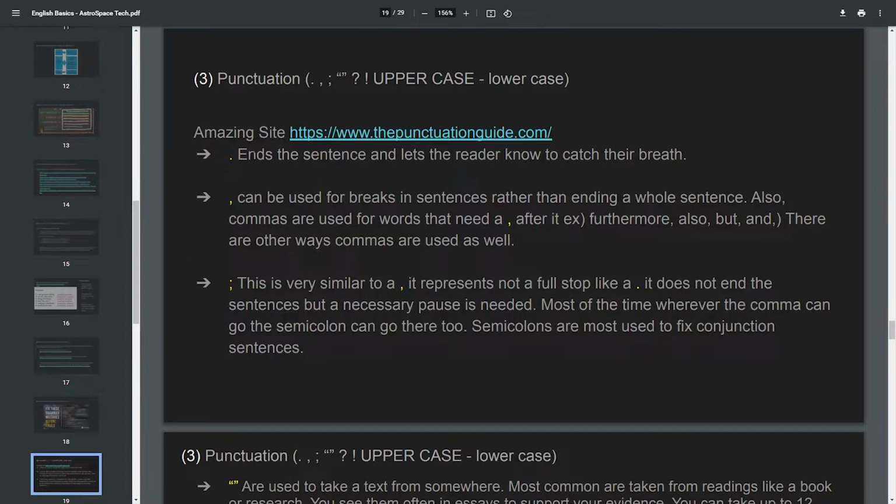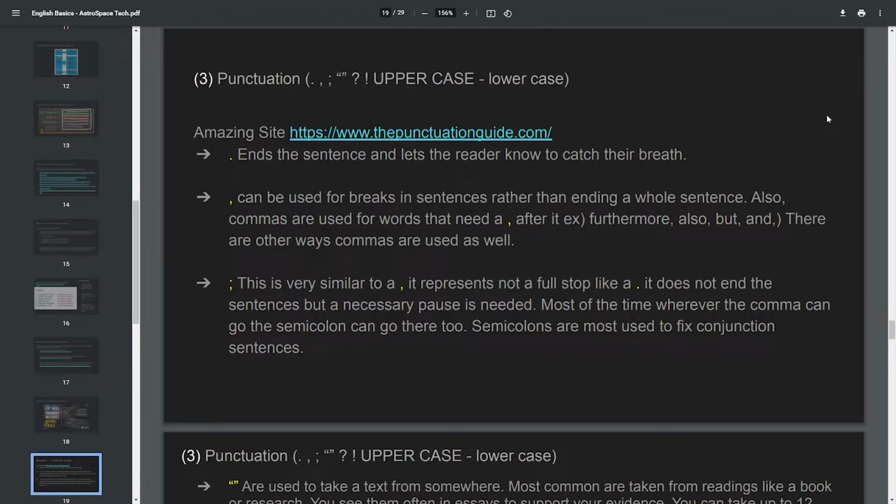For example, a period ends the sentence and lets the reader know to catch their breath. A comma can be used for breaks in sentences rather than ending a whole sentence. Also, commas are used after words that need a comma, for example, furthermore, also, but, and. There are other ways commas are used as well.